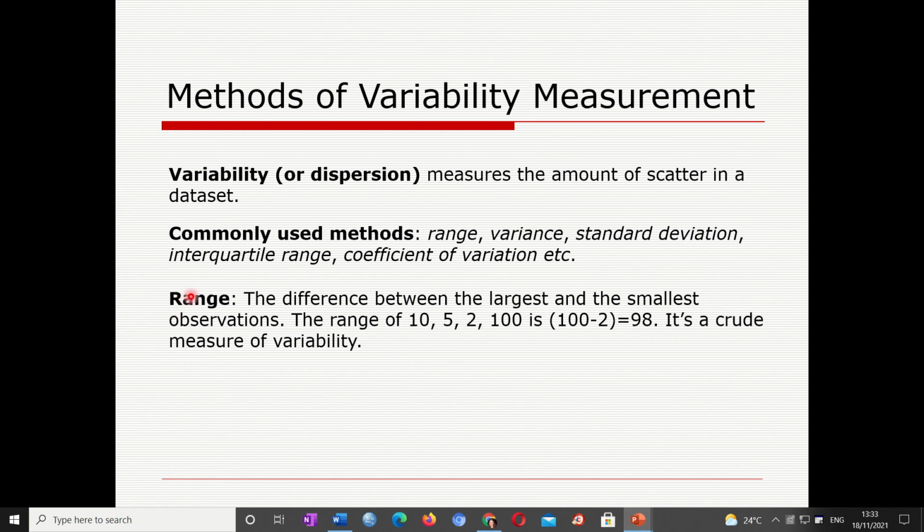Let us see what range is. Range is the difference of the maximum number and the minimum number. In this sequence, the maximum number is 100 and the minimum number is 2. Range is the difference of the maximum number and the minimum number.